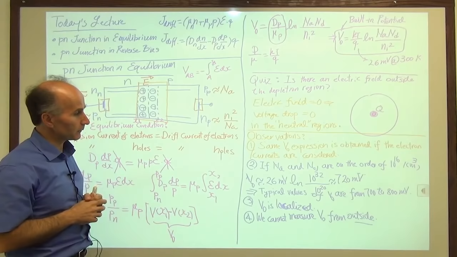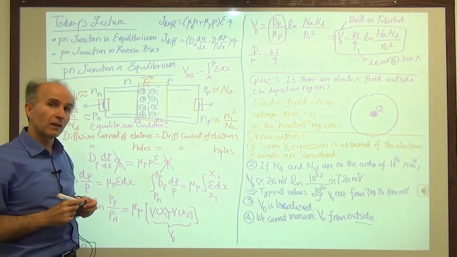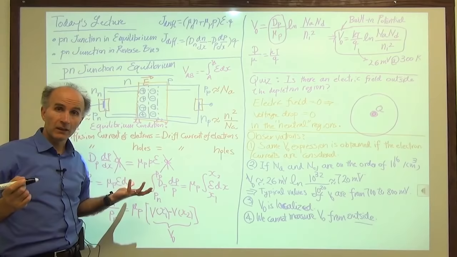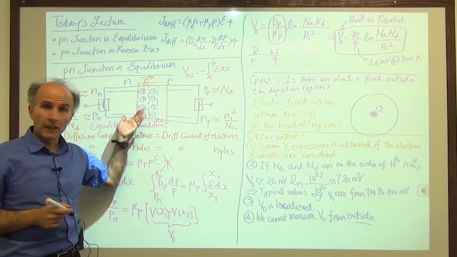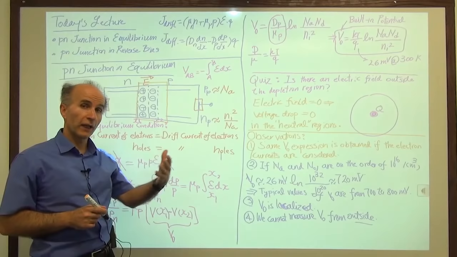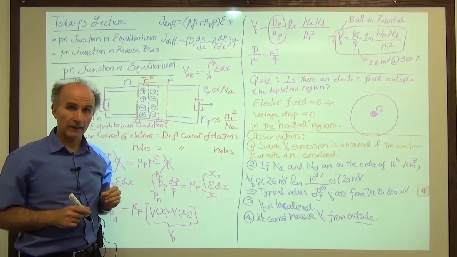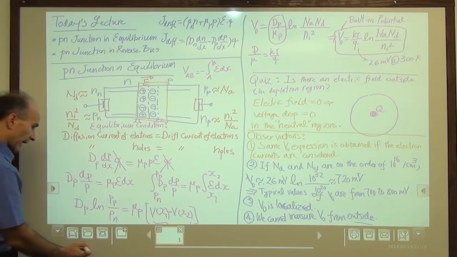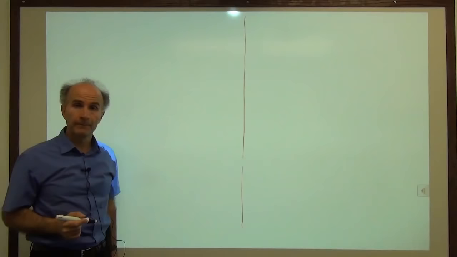Okay, this completes our study of the p-n junction in equilibrium. It's not a particularly exciting concept because we don't really use a p-n junction in equilibrium, but it's the simplest case. With all these equations and insights that we have developed, we are now better prepared to go into more interesting and useful cases, for example, the reverse bias case. Let me add a page here.